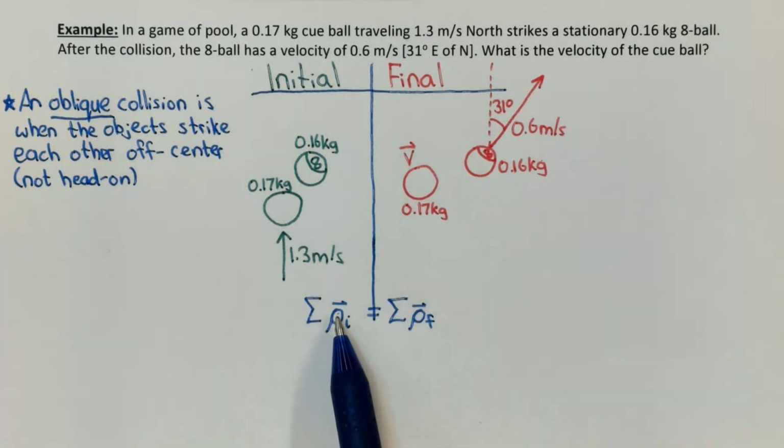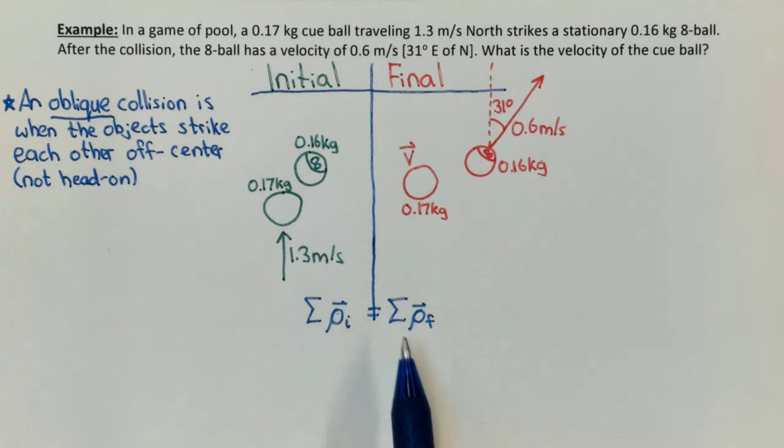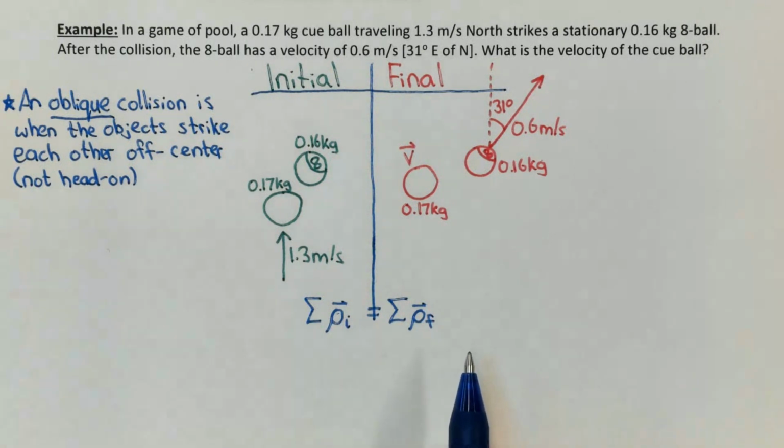Remember, we can only use this if we're talking about an isolated system or one that can be approximated as being isolated. In the case of pool, these things are rolling, so there's not a lot of friction to worry about. Both balls have normal force and gravity force, but those basically cancel each other out. So there's not many external forces that won't cancel each other out. That makes this pretty isolated.